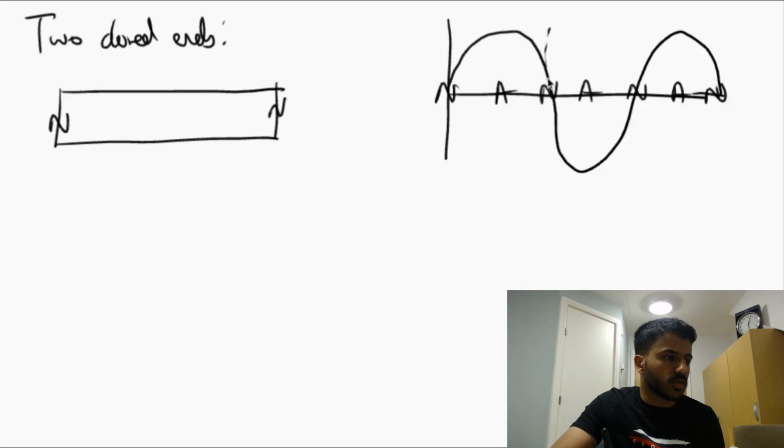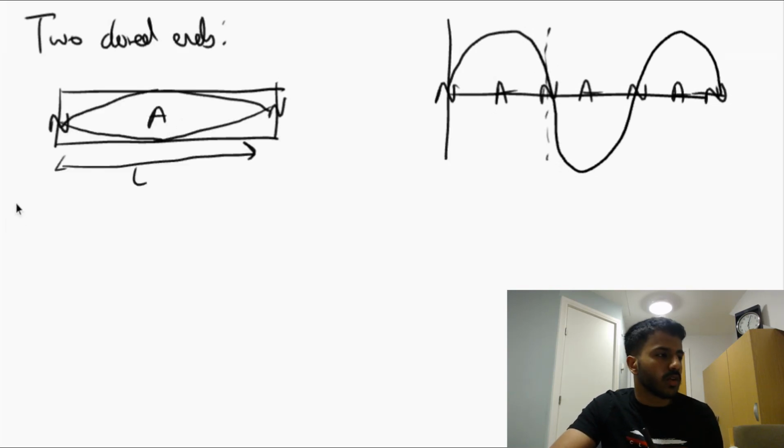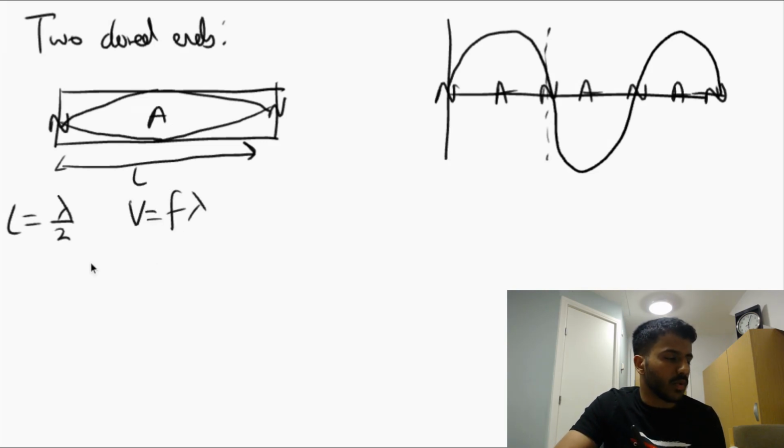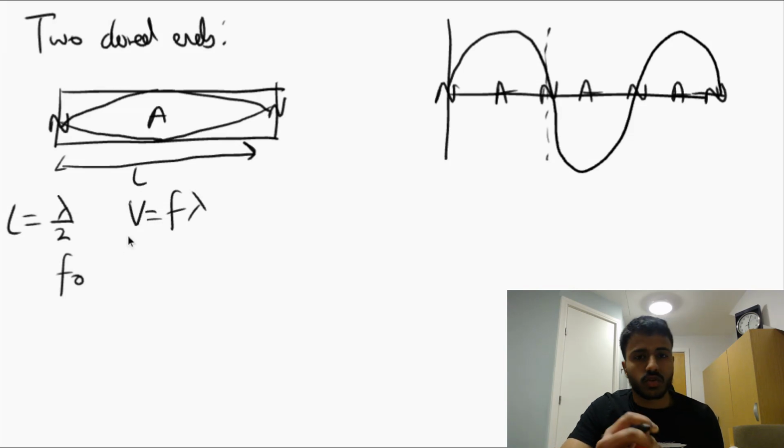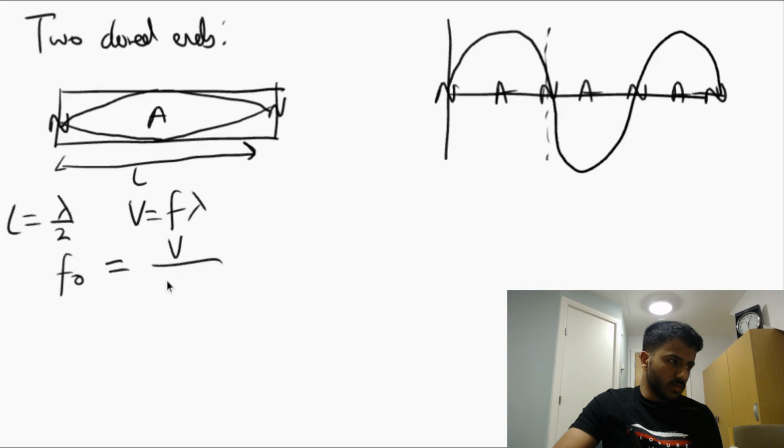So our fundamental frequency is going to form when this pattern is formed inside the wave. So there's only going to be one antinode. So the length here is going to be equal to lambda over 2. And because V is equal to F lambda, we can get that our fundamental frequency for two closed ends is equal to V over 2L.